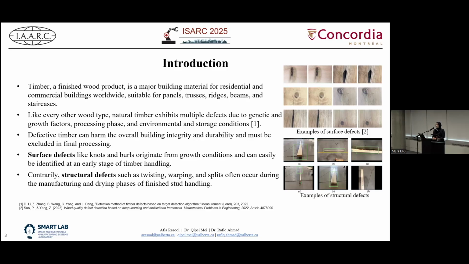So as we all know, timber is a major substrate for the residential and commercial buildings all over the world and is suitable for panels, planks, ridges, beams, trusses. And like every other wood category, timber exhibits some defects. Majorly, if we categorize them into two categories, it would be the surface defects and the structural defects.